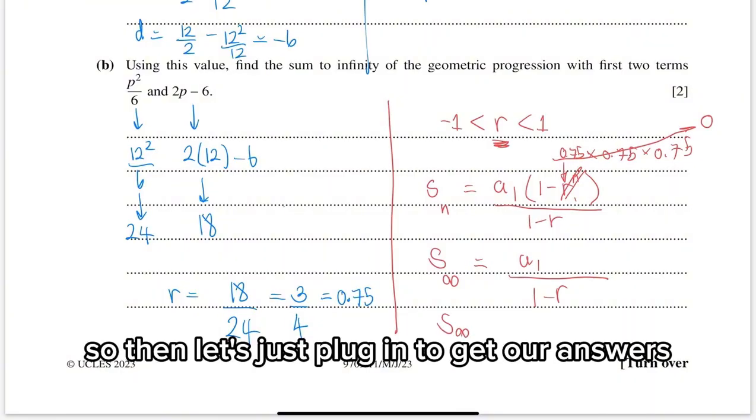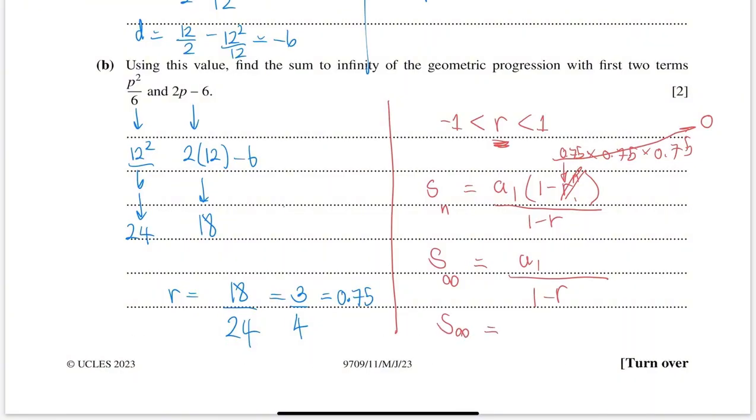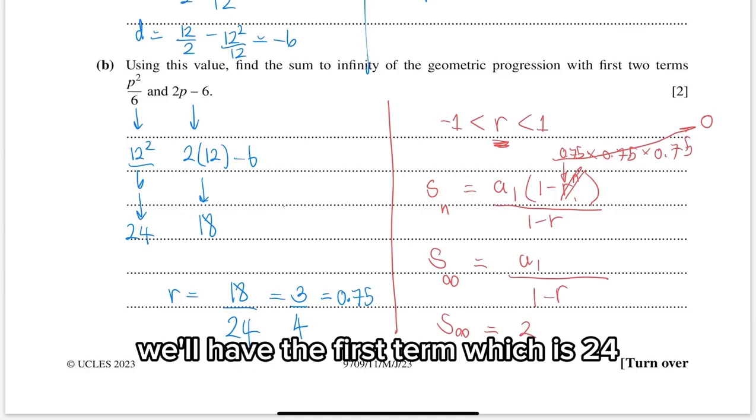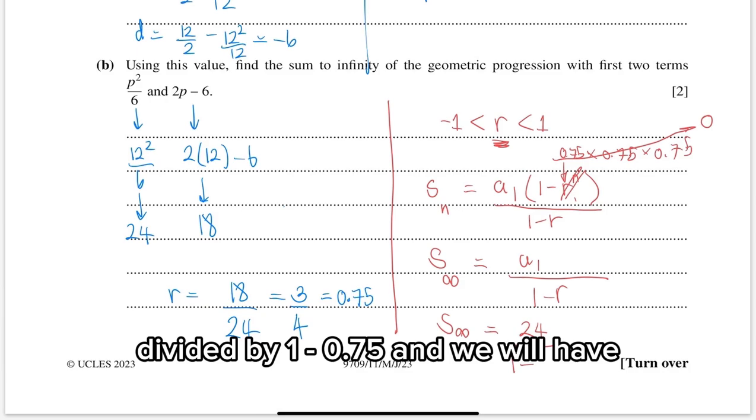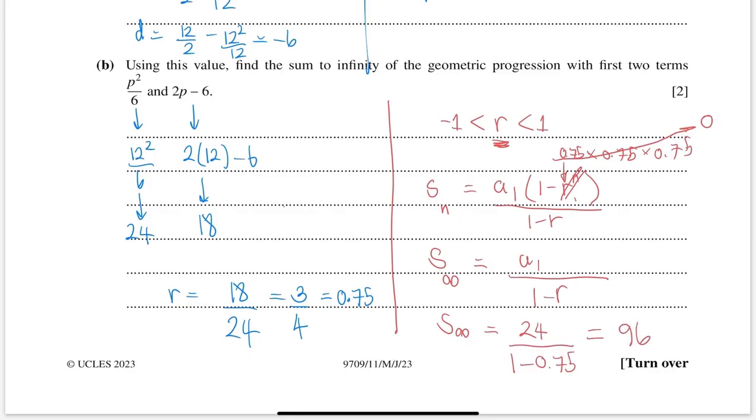So then let's just plug in to get our answers. And we'll have the first term, which is 24, divided by 1 minus 0.75, and we will have 96.